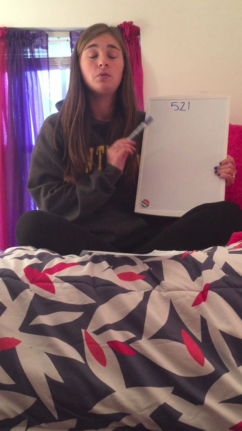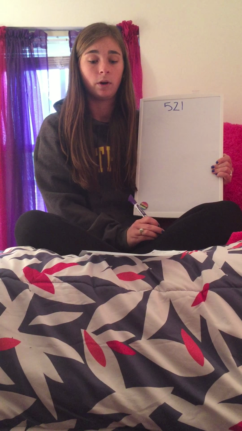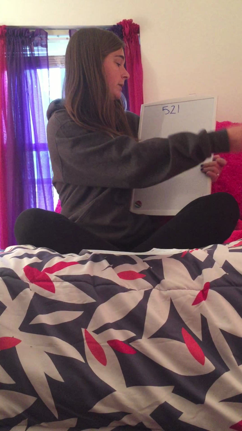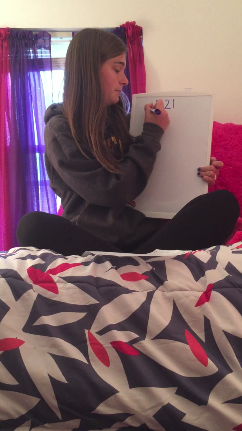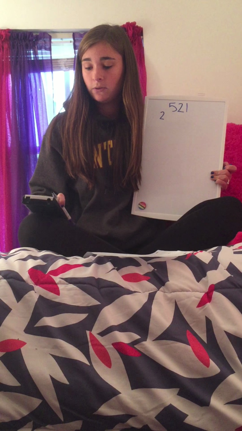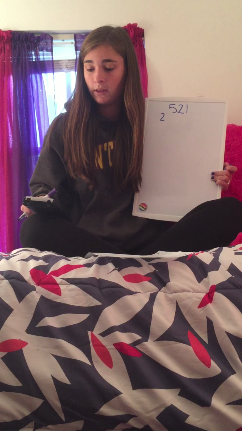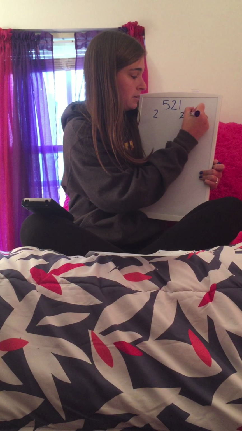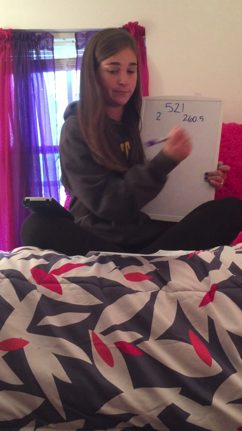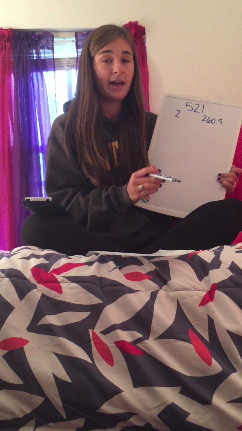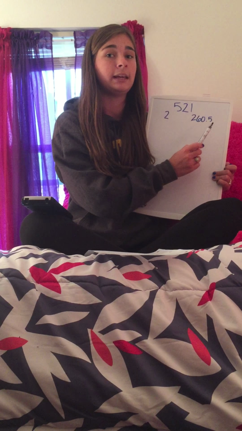First of all, you do not divide 521 by 1 because the number 1 goes into everything. So the first number we are going to divide 521 by is 2. You take your calculator and do 521 divided by 2, and that is 260.5. If it divides evenly, that means it is a factor. However, since this does not divide evenly, it is not a factor.